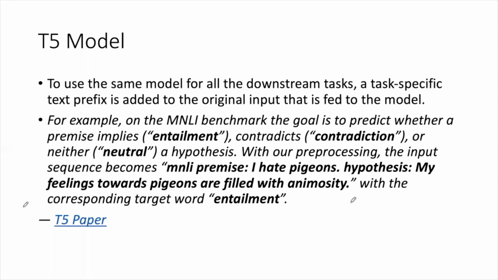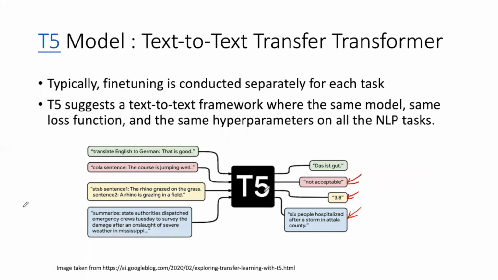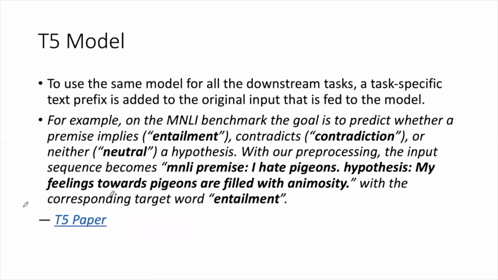There is a small variation in how the input is given to the model. We don't supply the input as it is. We mention the task on which the input is supposed to be trained. Here it's a translation task, so we put the word translate. Here it's a CoLA task, so we put the word cola in the beginning. Similarly, this is summarization, so we put summarize. These are small nitty-gritty details on how exactly it's done.